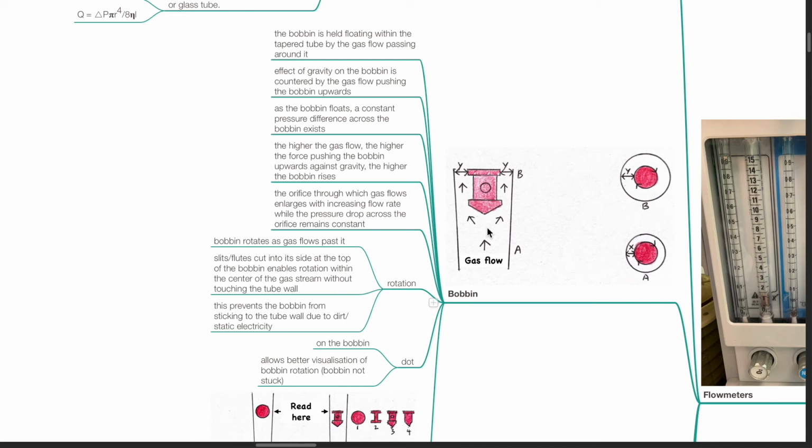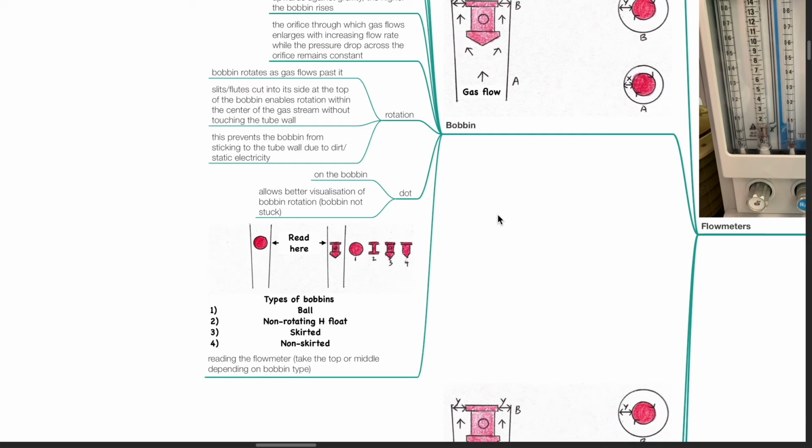The orifice through which gas flows enlarges with increasing flow rate, while the pressure drop across the orifice remains constant. The bobbin rotates as gas flows past it. Slits or flutes cut into its side at the top of the bobbin enable rotation within the center of the gas stream without the bobbin touching the tube wall. This prevents the bobbin from sticking to the tube wall due to dirt or static electricity. The dot on the bobbin allows better visualization of bobbin rotation.